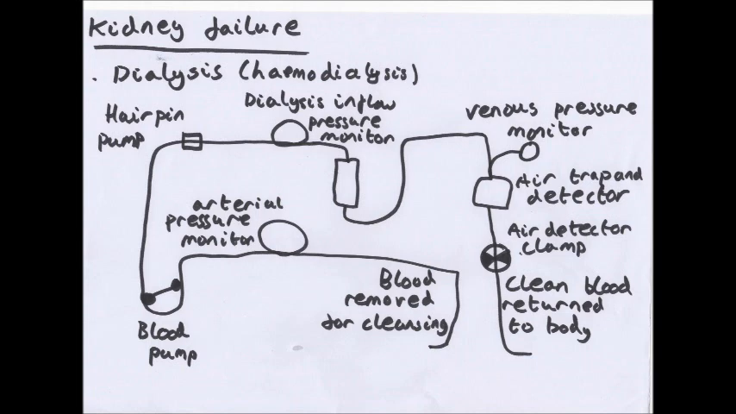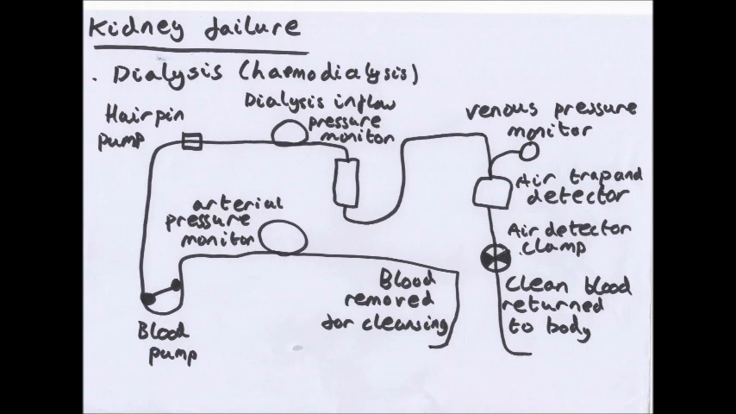Now, heparin is added to avoid clotting. As you can see, the heparin pump is in the top left. This prevents clotting. A blood pump, that's pretty explanatory. A few different monitors make sure everything's okay. An air trap and detector and an air detector clamp. So it's usually performed in clinics 3 times a week for several hours at each session, but some patients learn to carry it out at home.